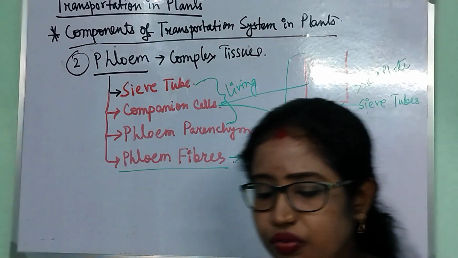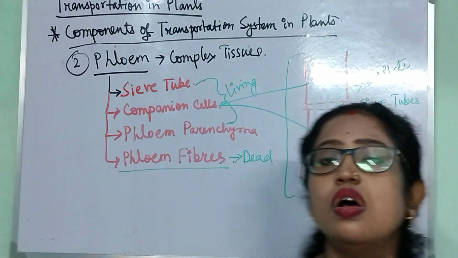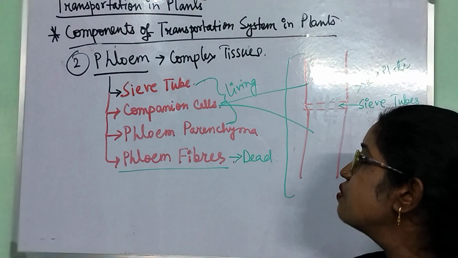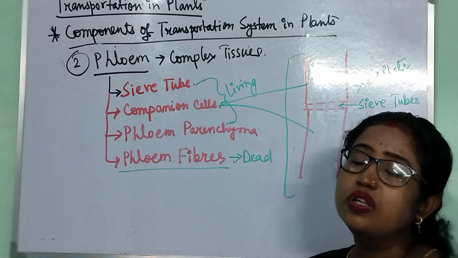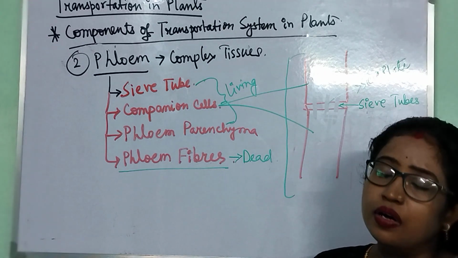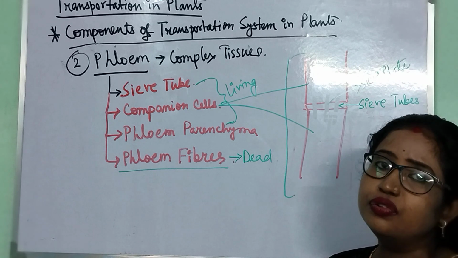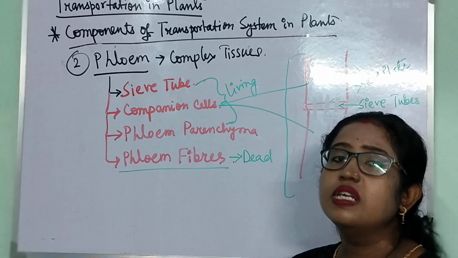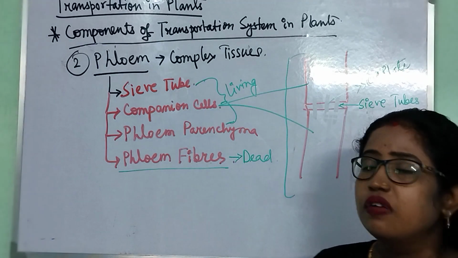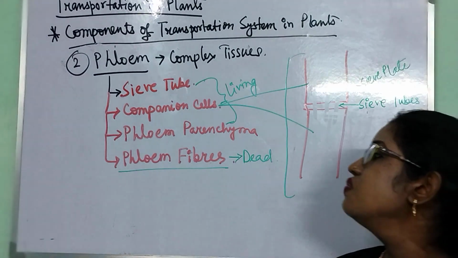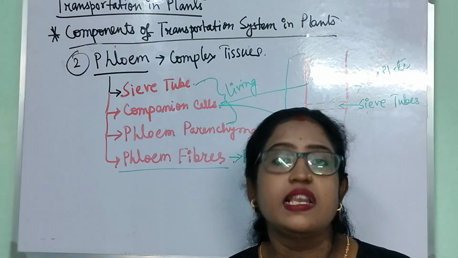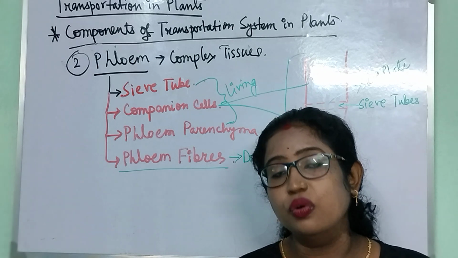So there are four components of phloem. First one is sieve tube, second one is companion cell, third one is phloem parenchyma, and all these three components are made up of living cells, and their major function is to conduct food material that is produced in leaves in the photosynthesis process to other parts of the plant body. And the last one is phloem fiber. This is made up of dead cells, so it gives mechanical strength or support to the plants.